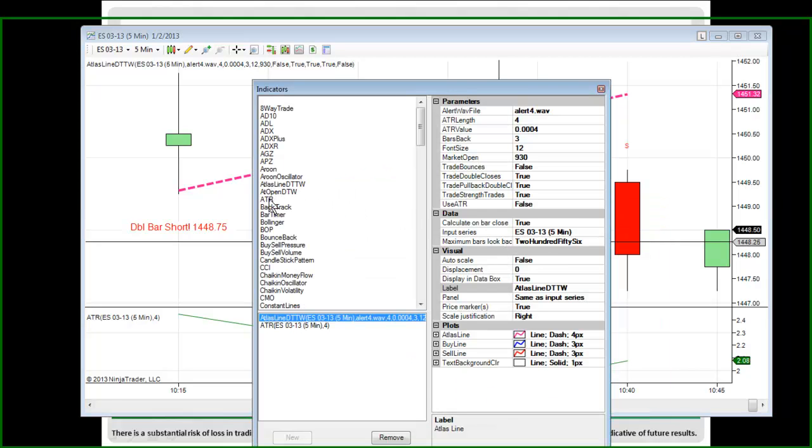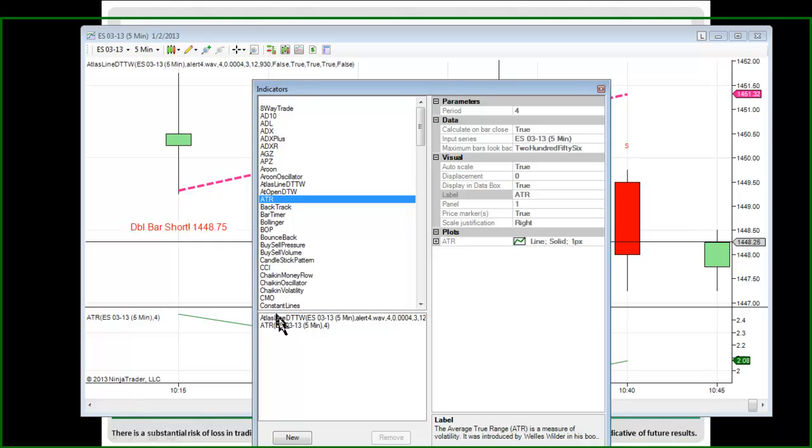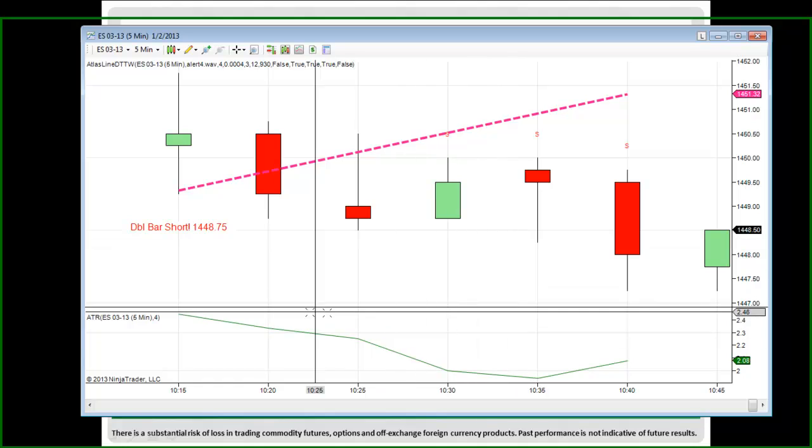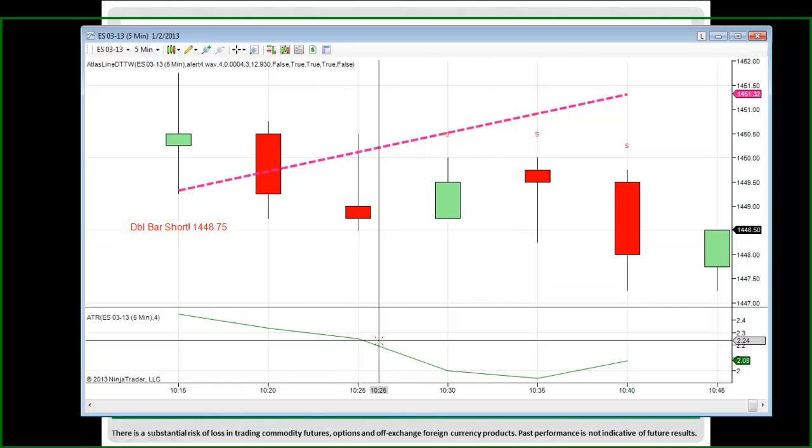And it's right here, ATR. Now I have the ATR set already here, but the ATR, the average true range, I use a setting of 4 or 5, usually 4 works better. And really what this is telling me is how the market is currently acting or reacting.